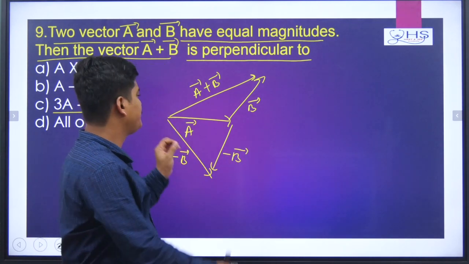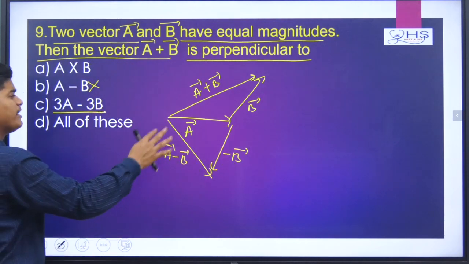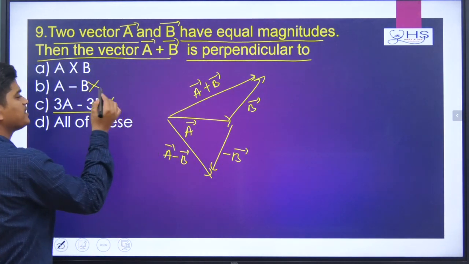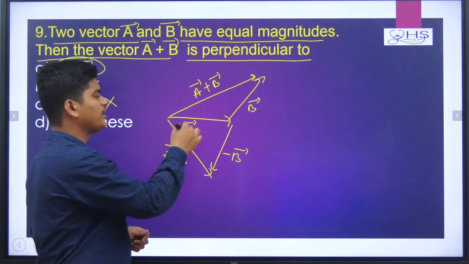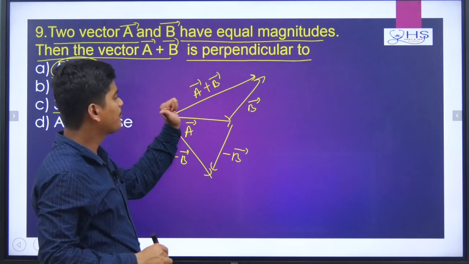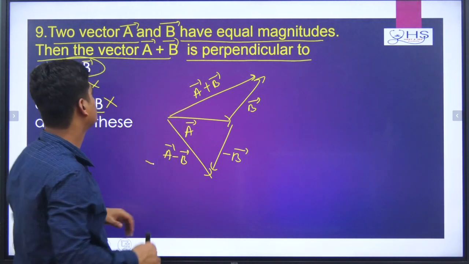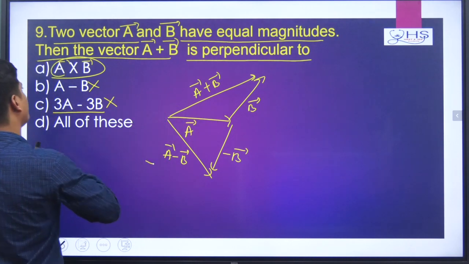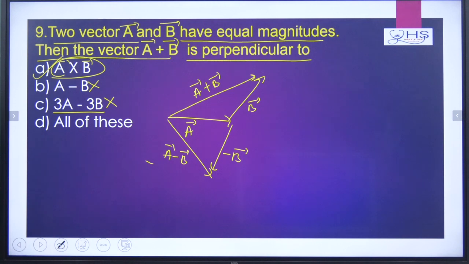So here minus 3B means it will be in this way, some magnified minus 3B vector will come. It will remain also in this plane. So this cannot be the answer. Definitely A cross B is perpendicular to A, perpendicular to B, and perpendicular to A plus B also, A minus B also, and to this plane also. So that's why A cross B is perpendicular to this A vector and to the A plus B vector.